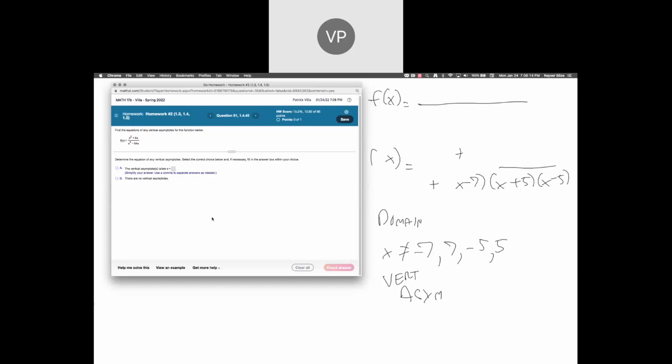Just like I did here, you have a function, and you want to factor that denominator as the first thing, because that's going to tell you what's in and not in the domain. Because all those points that don't exist in the domain, those usually are going to be the vertical asymptotes.